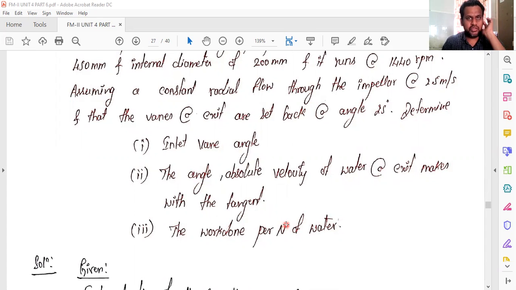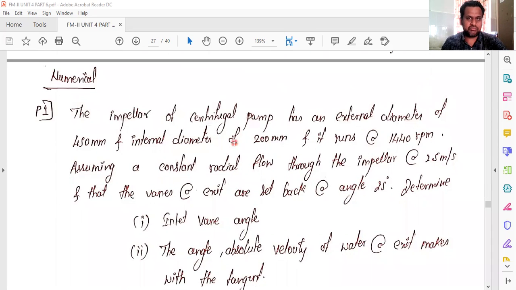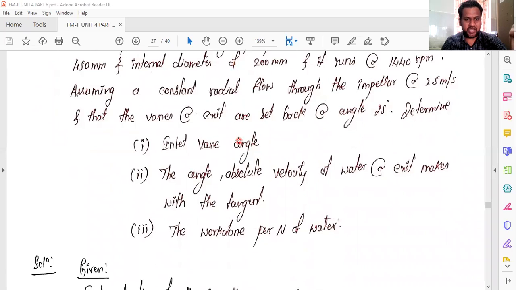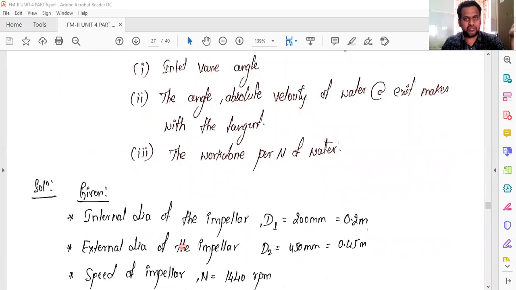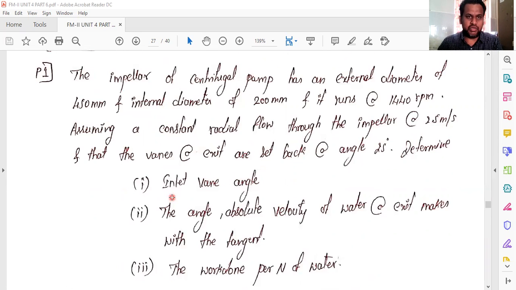For every problem, first read the question once again properly and write down all the given information, so that you understand what information is given and, by using that information, how we can find out whatever is asked. So let's read once again and write down the given points.